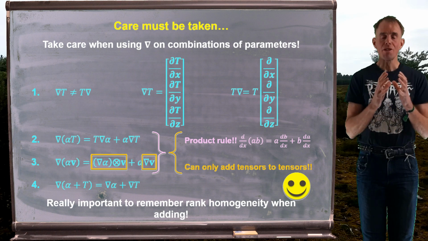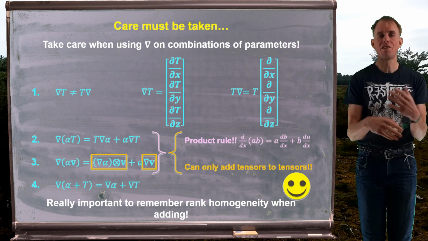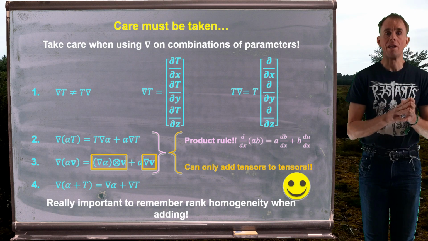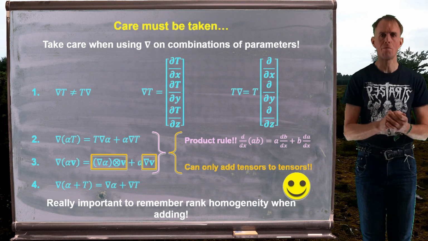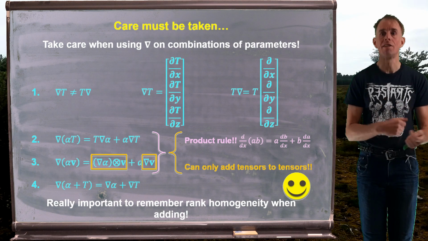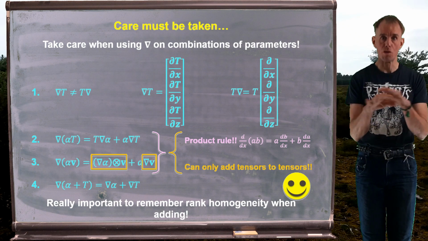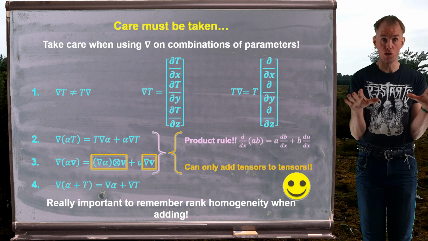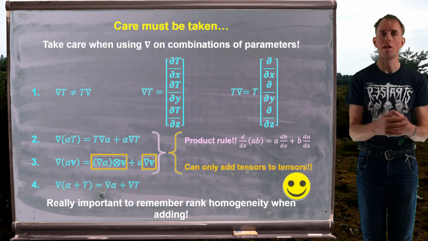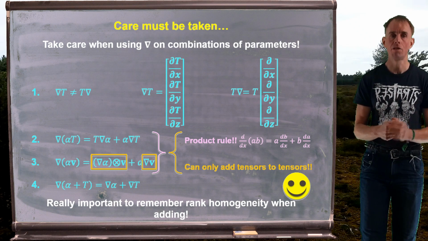Now, you can only add like to like. We're going to be revisiting that statement a number of times throughout this course. I'm going to call it rank homogeneity, which is a bit of a mouthful, but it just says, look, you can only add like to like, second rank tensors to second rank tensors. We've got the rank is 2, it's homogeneous across the two, hence rank homogeneity. We can only add vectors to vectors, same thing, only add scalars to scalars. So please don't forget that.